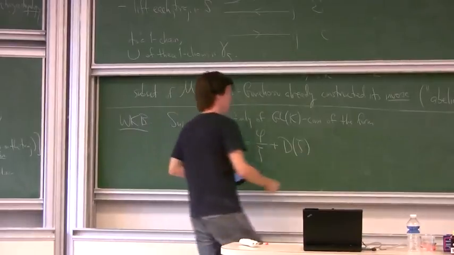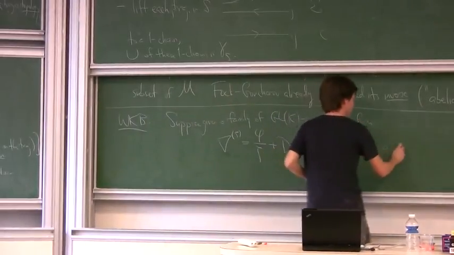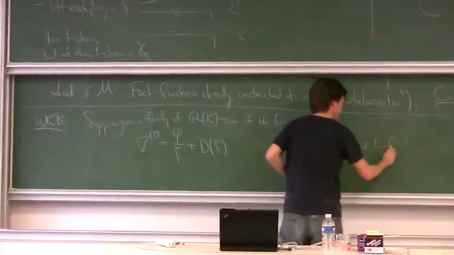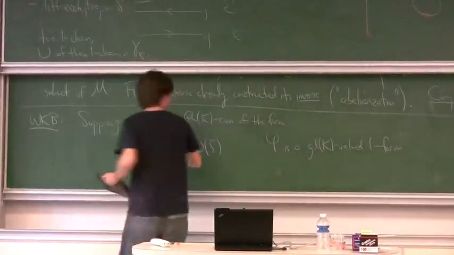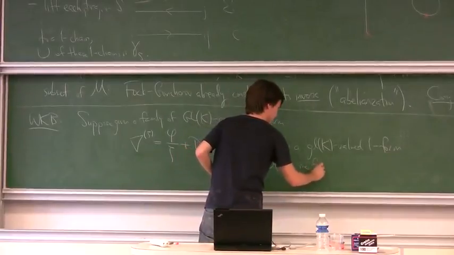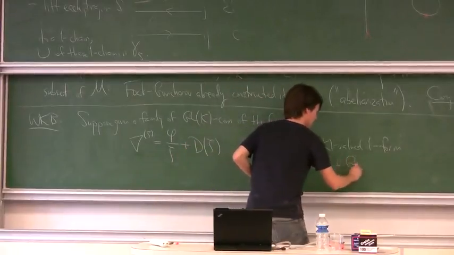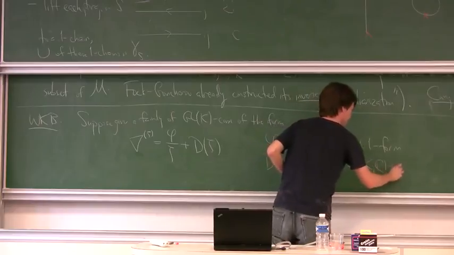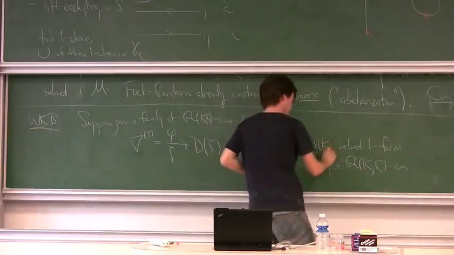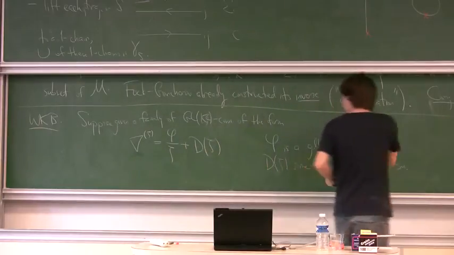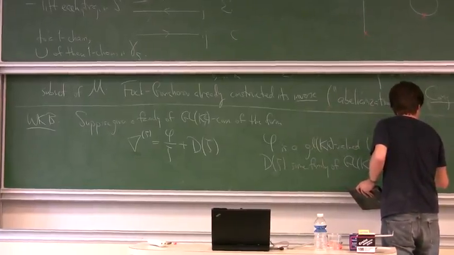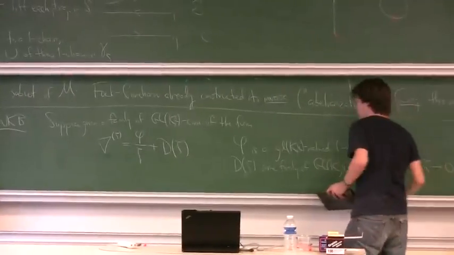So phi is just the GLK valued matrix one form, sorry. And D of zeta is some family of GLK connections. But this is GLKC, I always mean GLKC. Well, maybe for this part it doesn't even matter. D of zeta is some family of GLKC connections, which is regular as zeta goes to 0. So I'm just isolating the pole part.